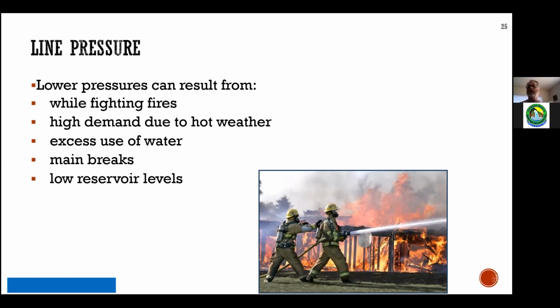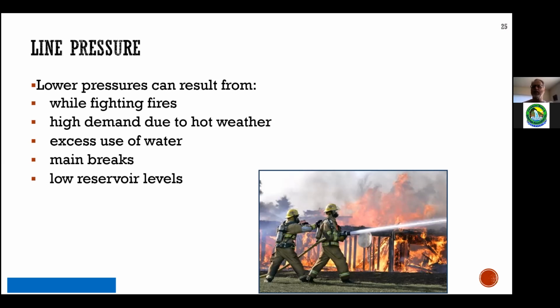If everyone is washing their car at the same time and sprinkling, and yet you still have a fire, because that's typical, an emergency situation isn't happening when no one else is using water. Can the system support that kind of a demand? And we're talking about not just the amount of water that can be delivered, but the energy that it delivers it at.